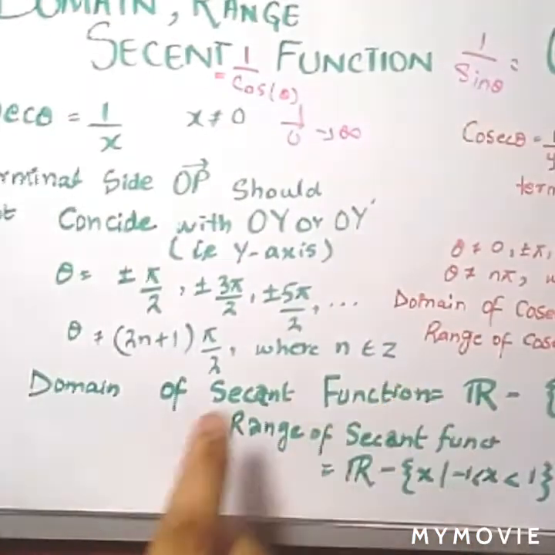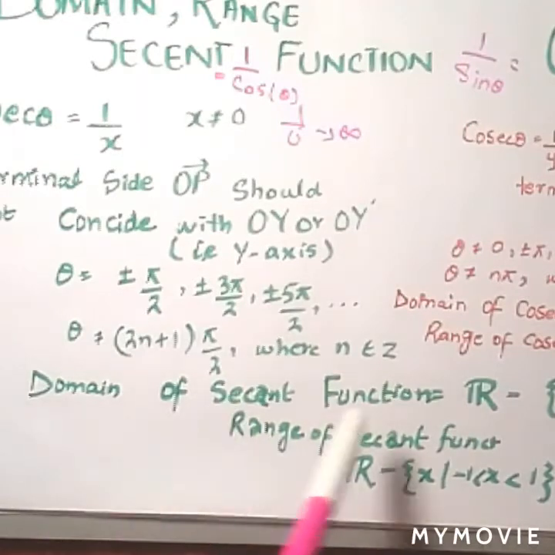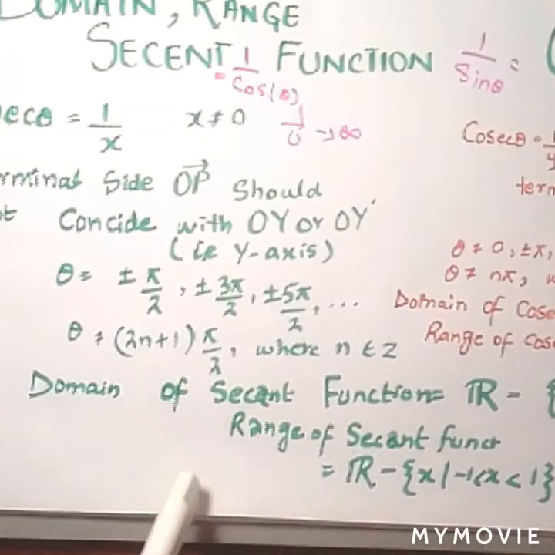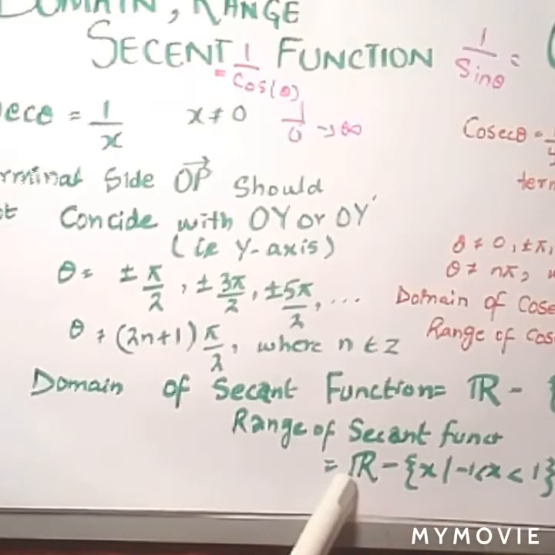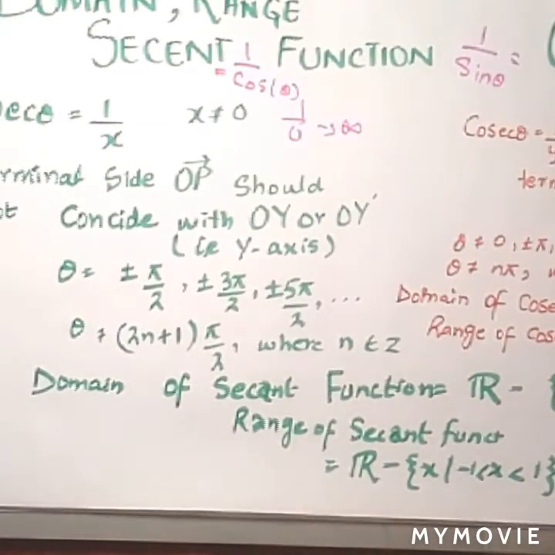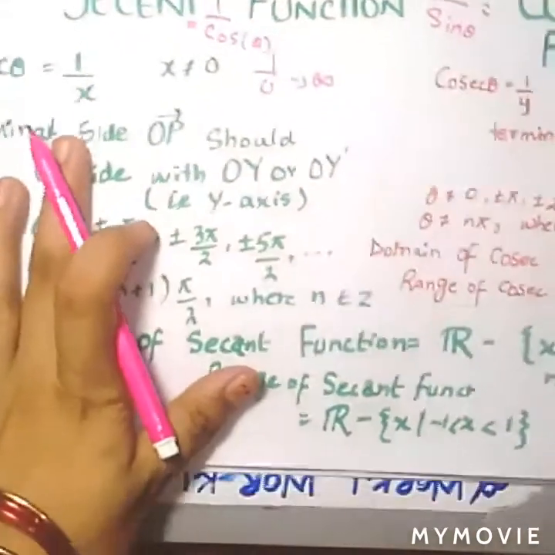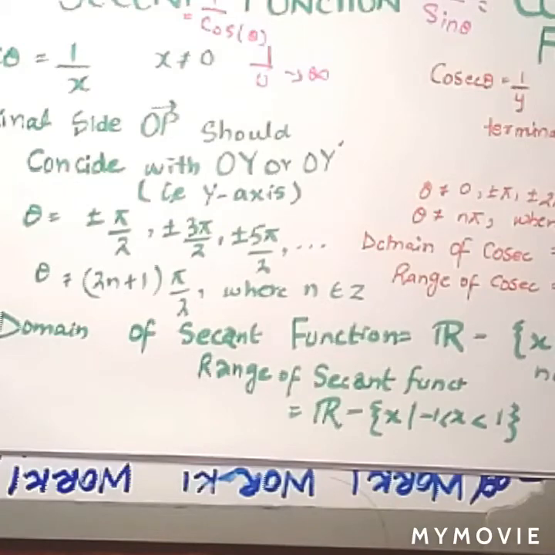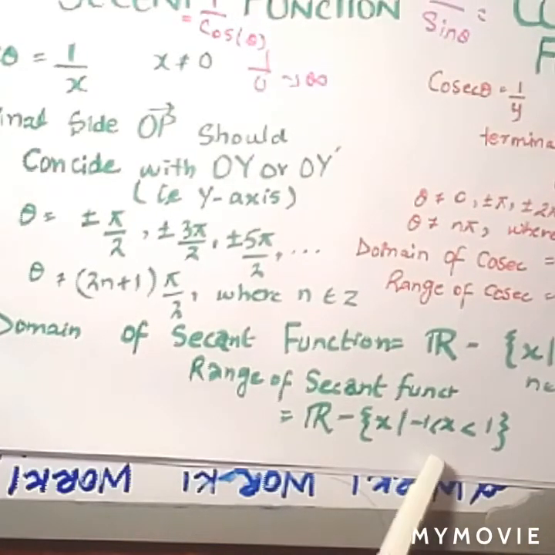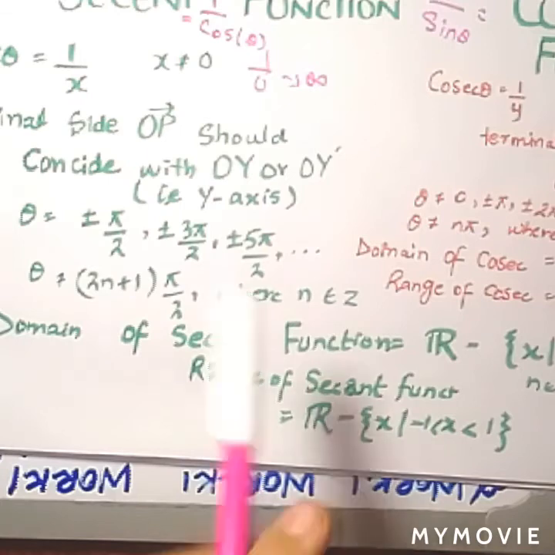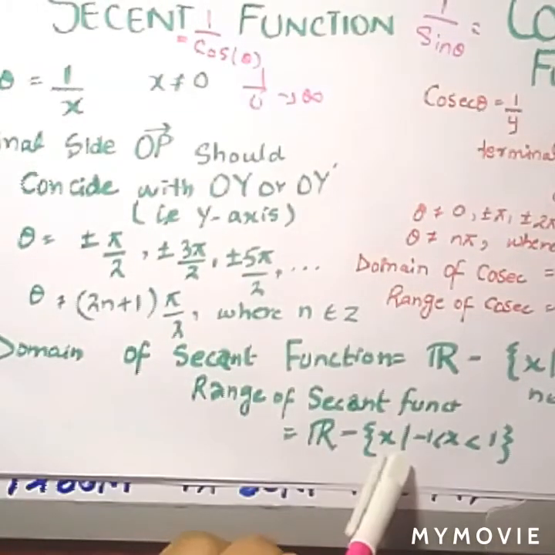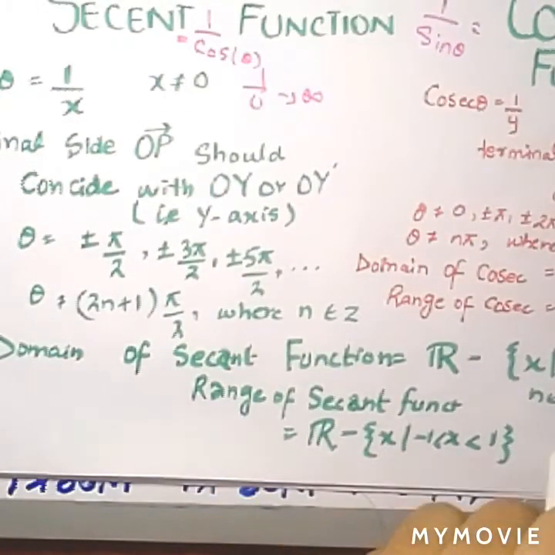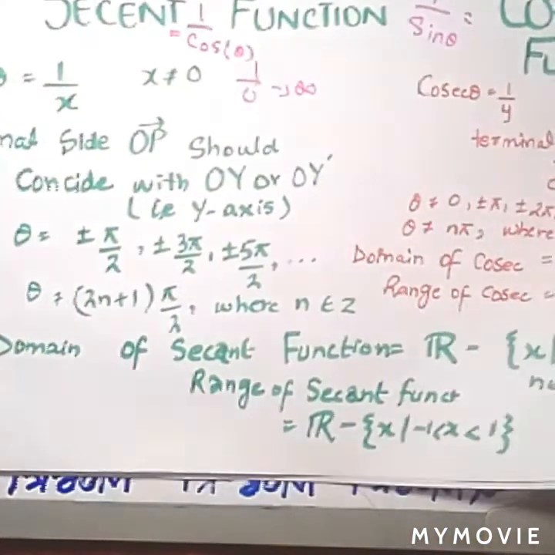The domain of the secant function is the set of all real numbers except (2n plus 1) pi by 2. The range of the secant function is the real numbers except -1 and 1. For any condition, the range is not in between -1 and 1; it is greater or smaller than these values.